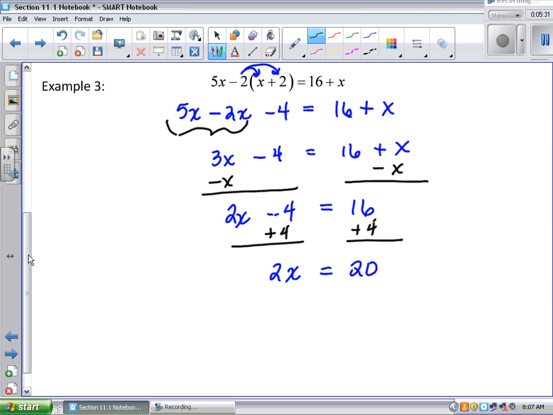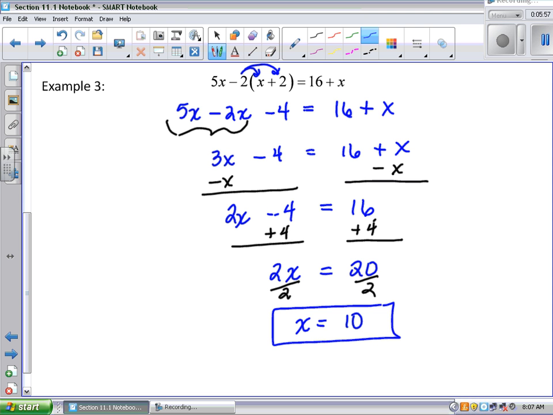Now I can use that multiplication property. 2 times x, I divide by 2 to get the x by itself. x equals 10. And we can go back and check this to make sure that we have the correct answer. Now, when you have the empty set as your answer, it's really difficult to check because any number that you plug in will not be true.